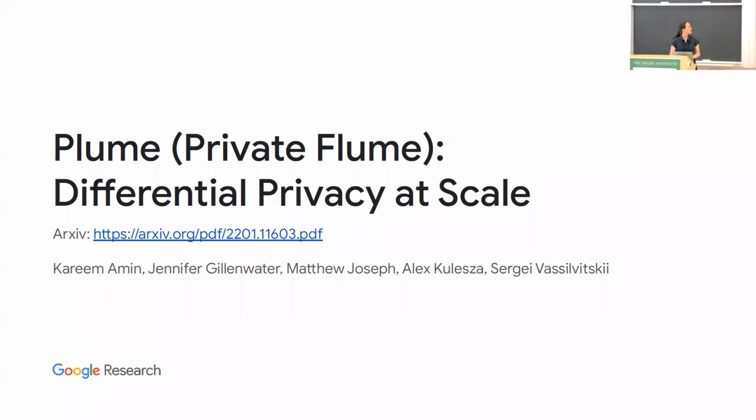Right, great. I'm Jenny Gillenwater, and I'm going to talk about a differential privacy system that we've built and maintained at Google over the past few years. We call the system Plume. So its core code is written in Flume, which is Google's framework for MapReduce computations. We dropped the F from Flume and we put in a P for private to get Plume.